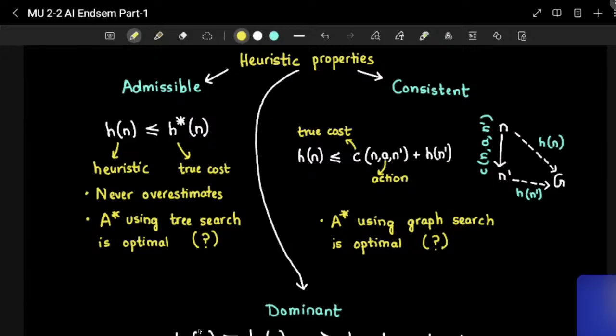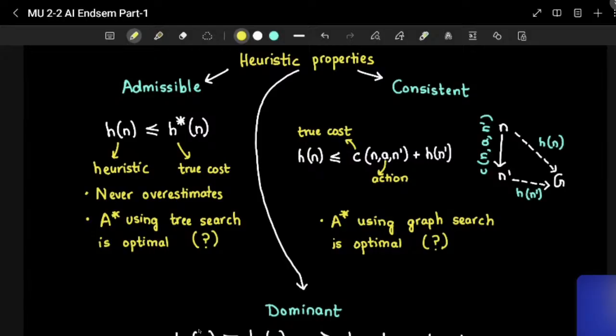There are three properties. We'll first look at the first two: admissible and consistent. Heuristic, as I told you, is the estimated cost from the current node to the final node. If the heuristic value is less than or equal to the true value, then the heuristic is admissible. Basically, there is no overestimation. There is a theorem that states that if the heuristic is admissible, then A star using tree search will give you an optimal solution. I don't have the justification. It's a theorem. There is no justification in the slides too.